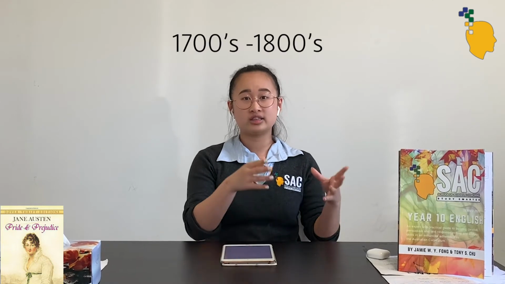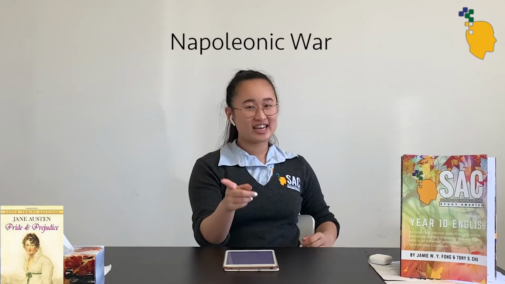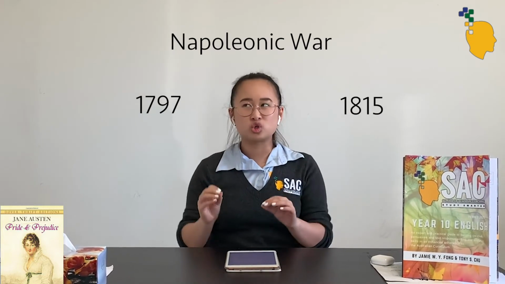Alright, the next thing we're going to talk about in this video is the historical context. So where are we in terms of the timeline and what's going on in the world? Now, I think it's really important to remember that this is set in the 1700s and the 1800s, roughly between there. Austen never specifically says what year it is, but she does have some references to the Napoleonic War. The Napoleonic War ran from 1797 all the way through to 1815, so we can roughly assume that what's happening in the novel is around this time.